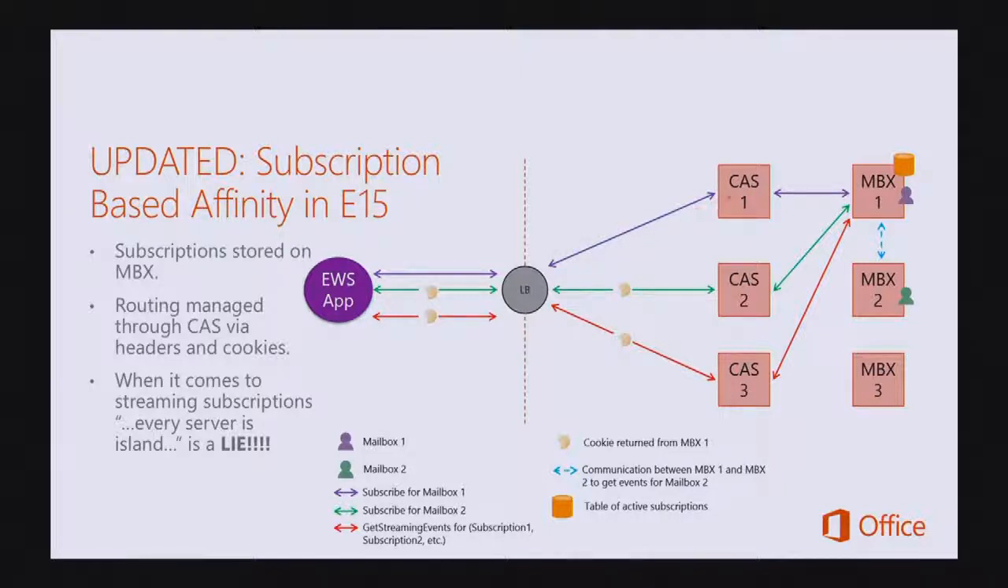So first request ends up at CAS 1. CAS 1 says, okay, I'm sending that to mailbox 1. So I've set prefer server affinity. I've set my anchor mailbox to mailbox 1. That gets my request here, regardless of where my service account is.